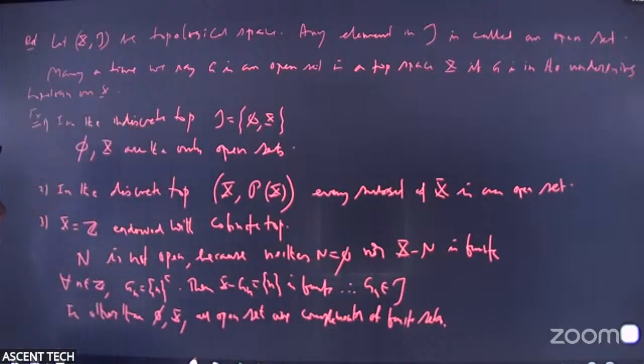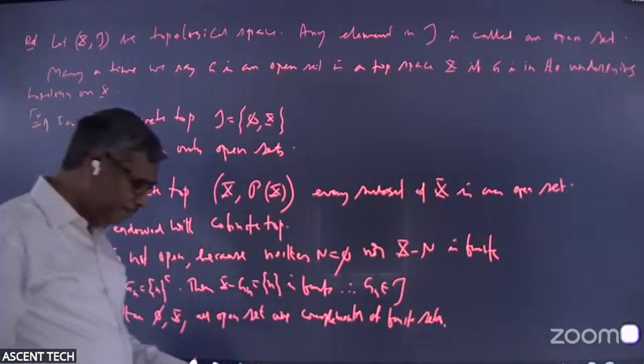Okay, that's the first definition there. I hope now you can clearly see that in the cofinite topology, N is not open, because it's not the empty set and its complement is not finite either. But if you take the complement of any finite set, it is open.